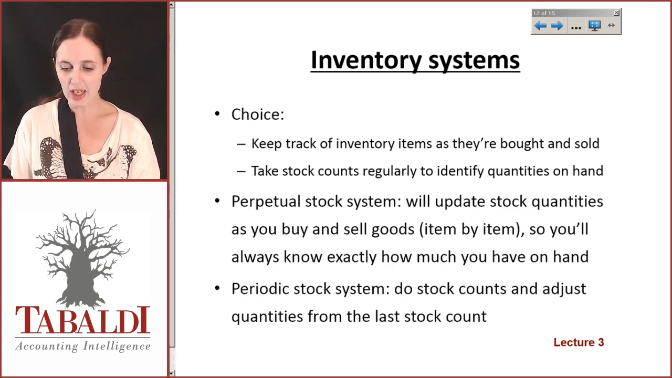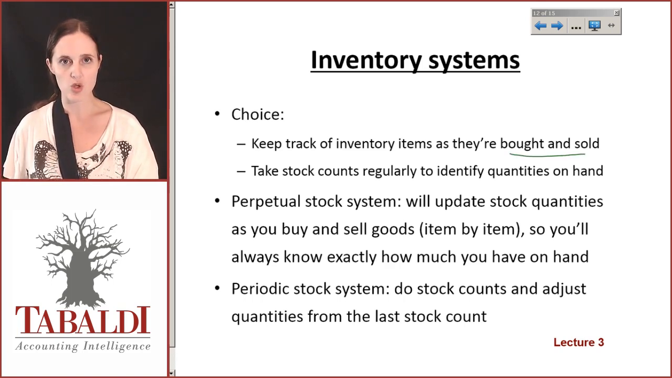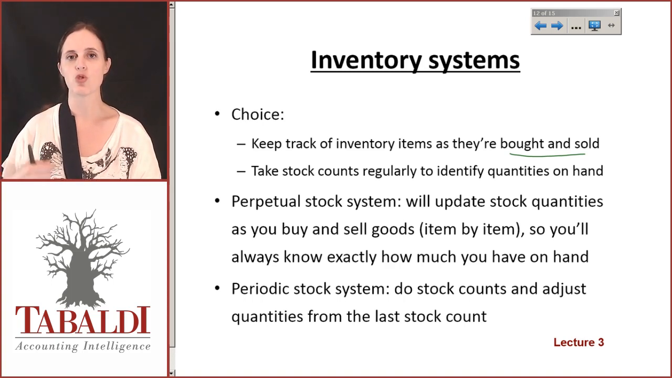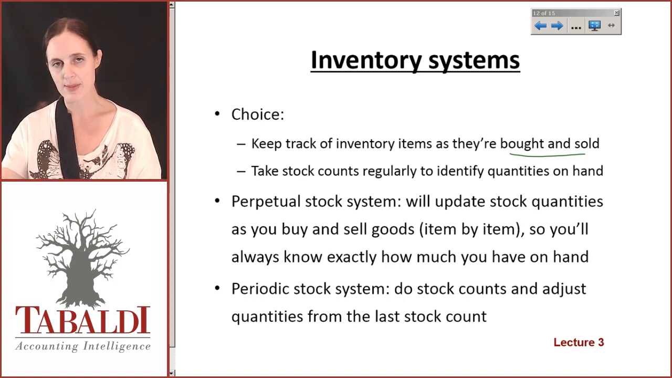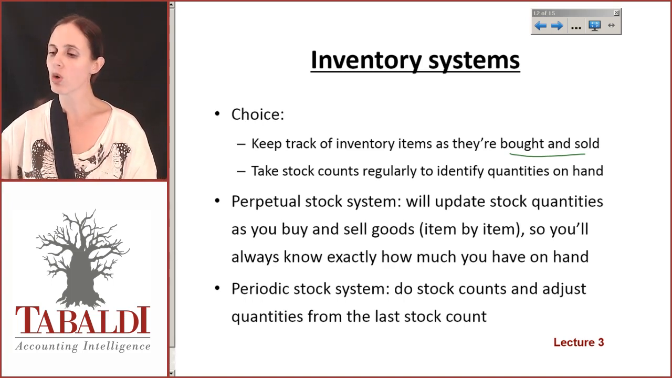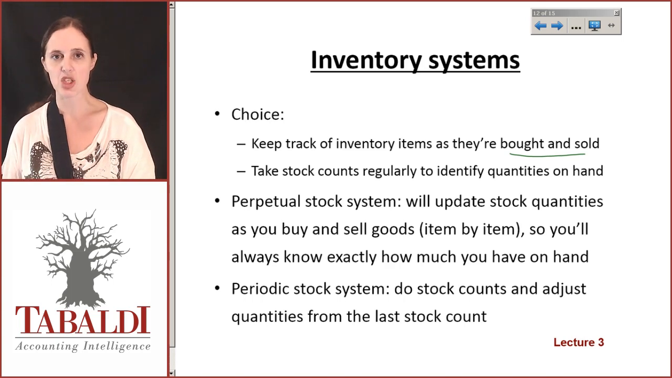One is to keep track of inventory items as they're bought and sold. So for every single inventory item I have, as soon as an item is sold, I take that out of stock and say -1. As soon as we buy items, I say I'm putting more items into stock, +2, -1, +3, minus, and you can see all along the way, I'd be able to tell exactly how much I have on hand.